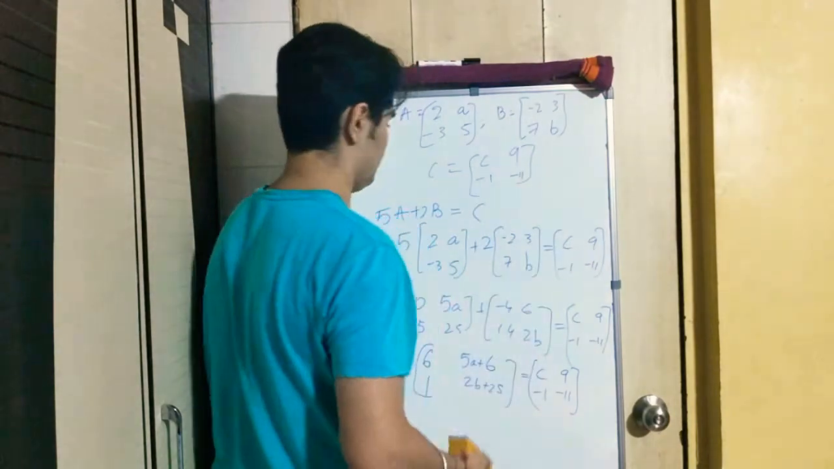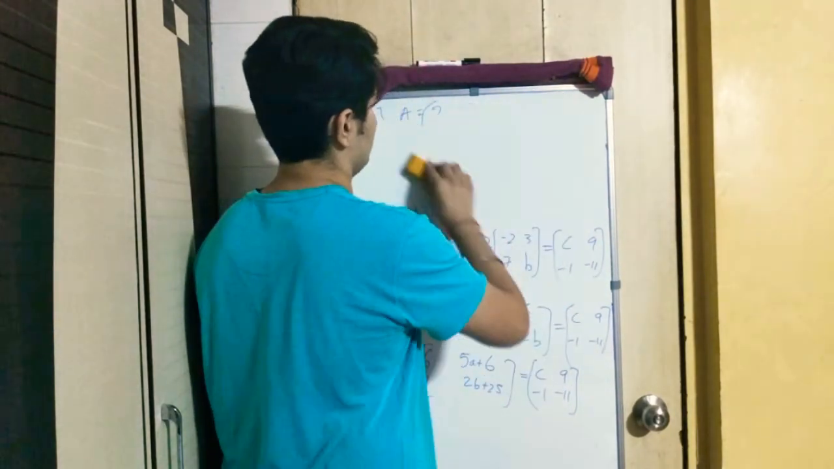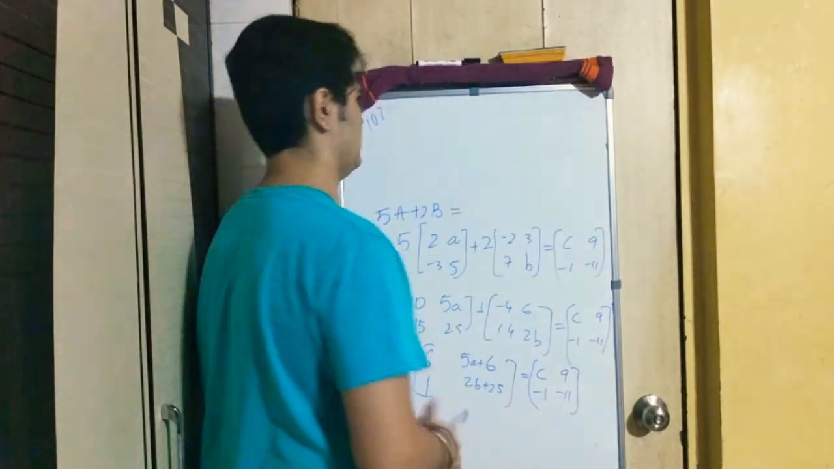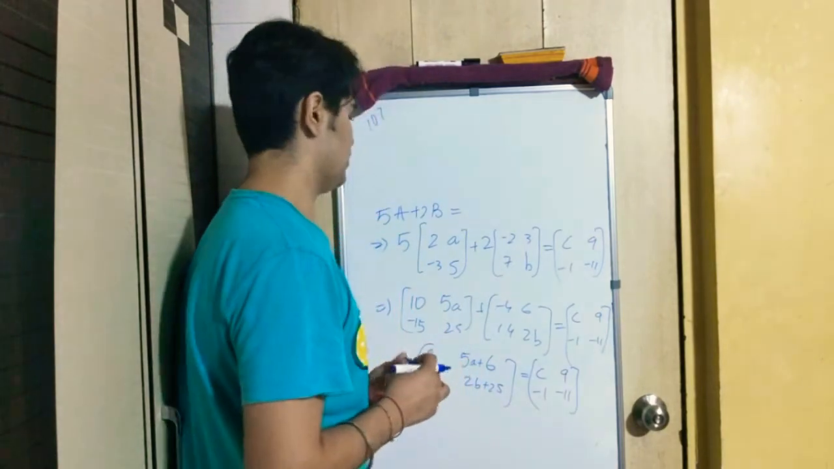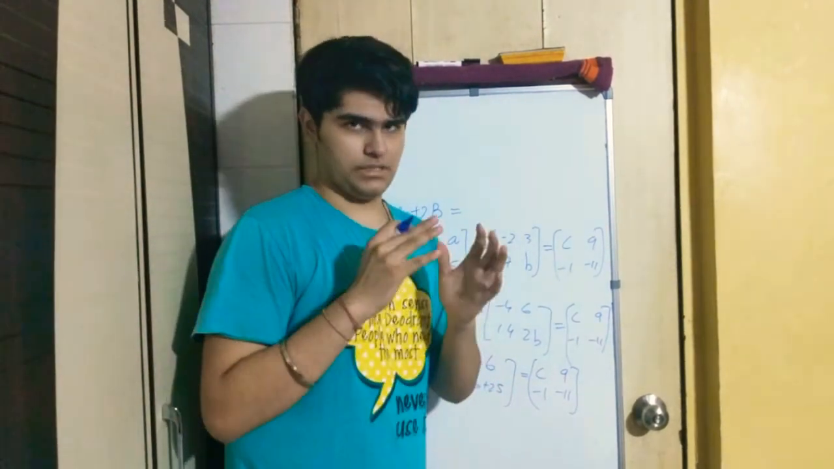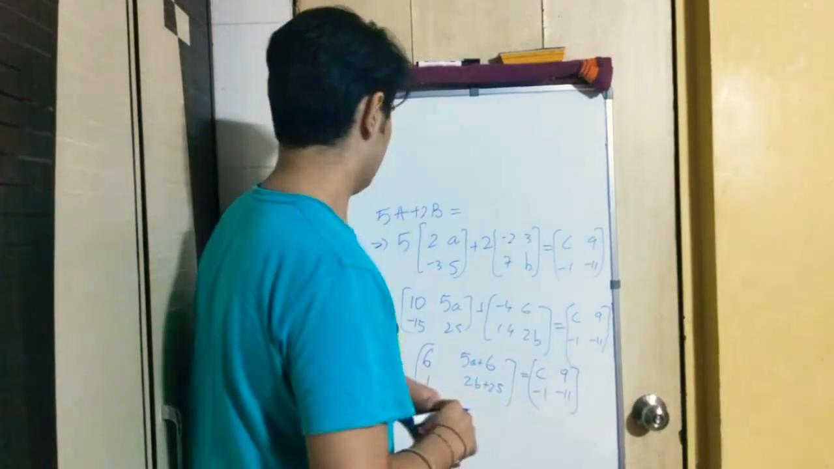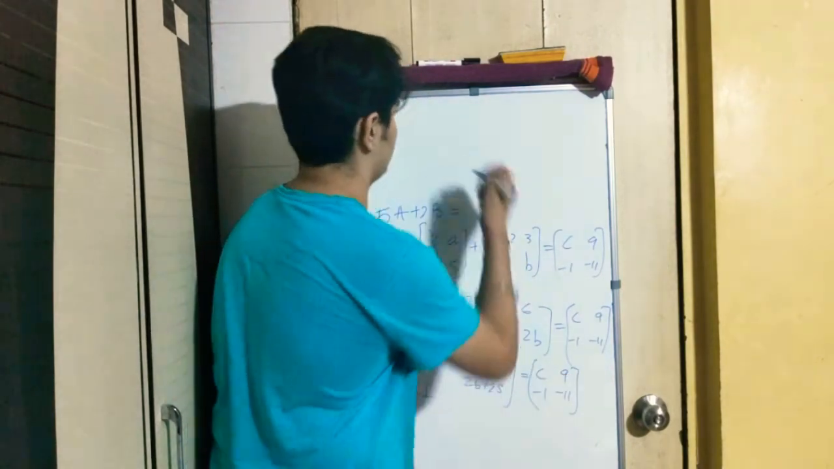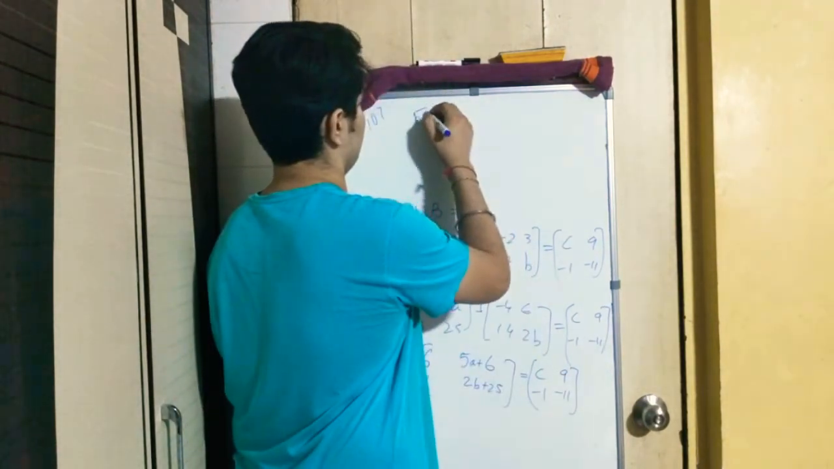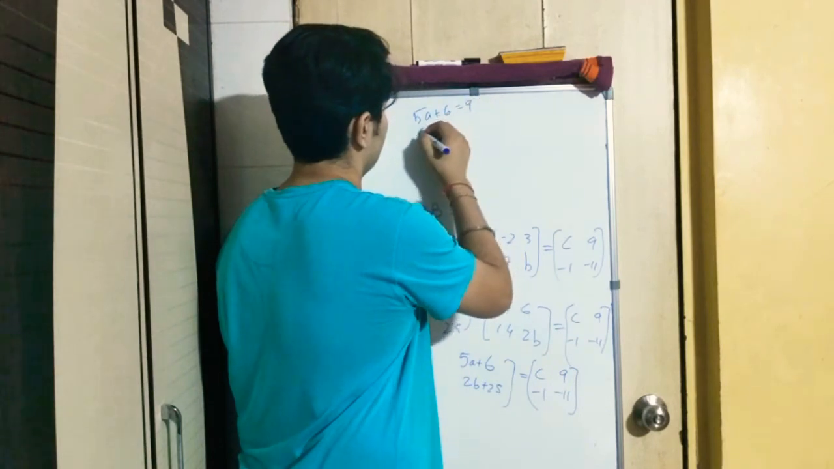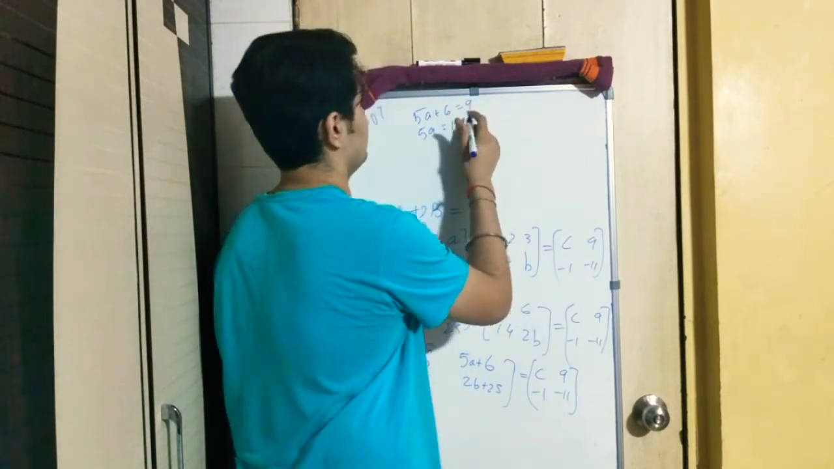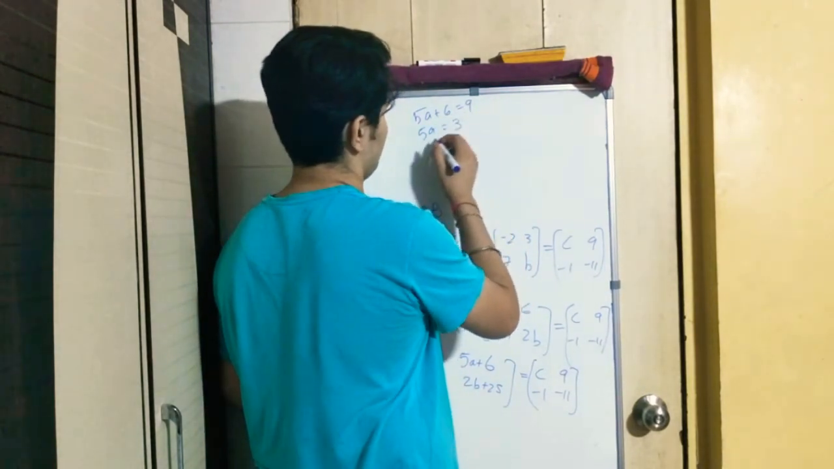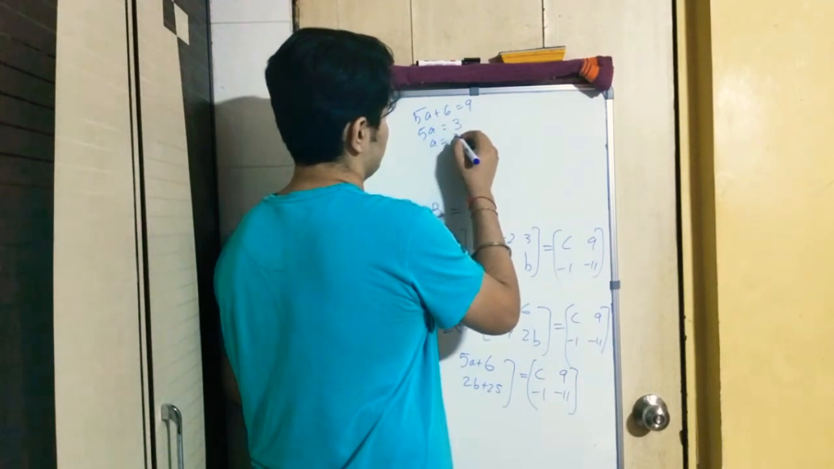So I hope you have copied it. So once again equating both the matrices, you have to write that sentence. It is not compulsory to write, but if you write, it makes the presentation of the sum look good and the teacher might feel happy. So 5a plus 6 is equal to 9. 5a is equal to 9 minus 6. See, 9 minus 6 is 3. So a is equal to 3 by 5.